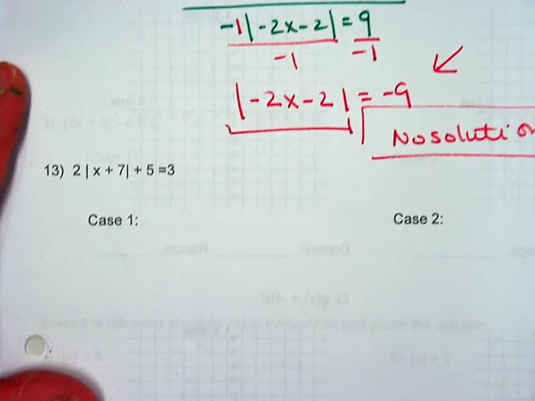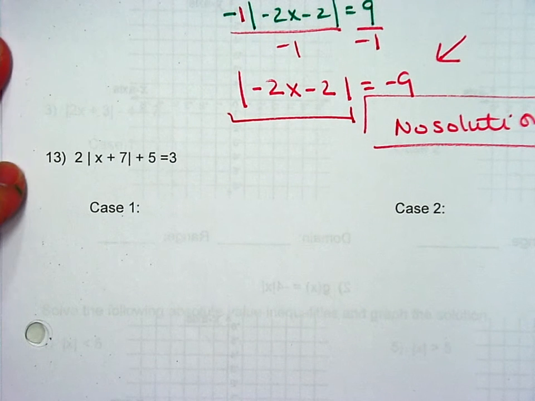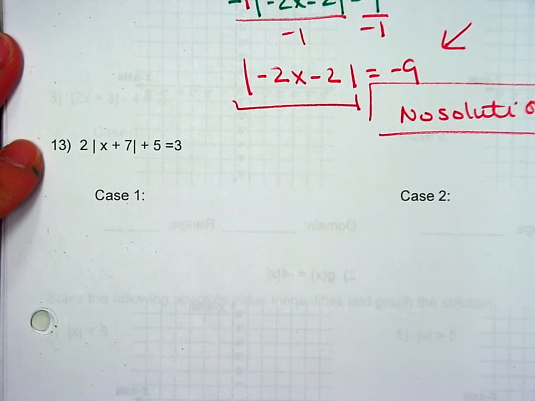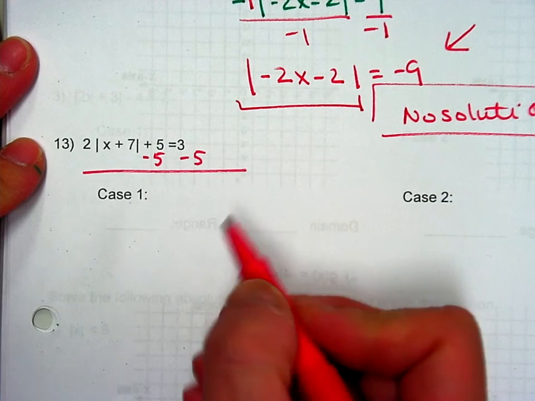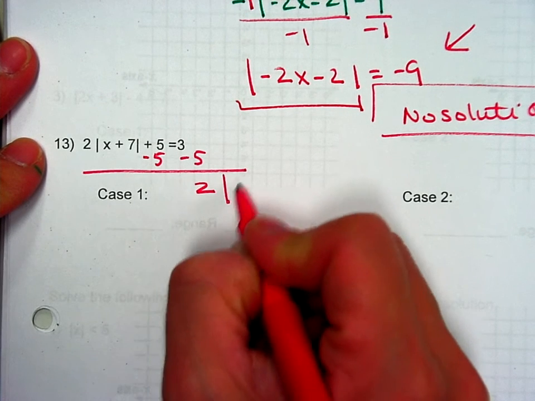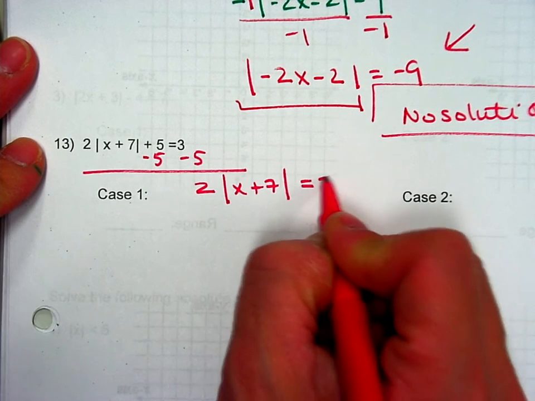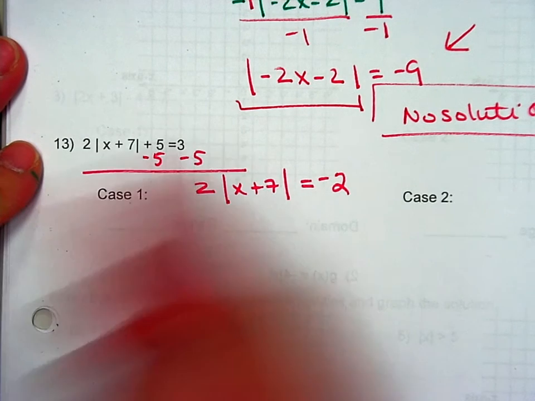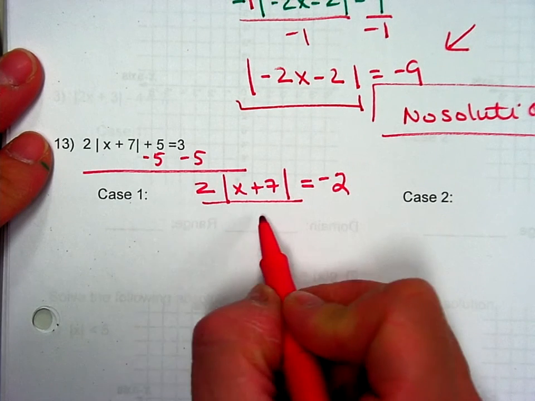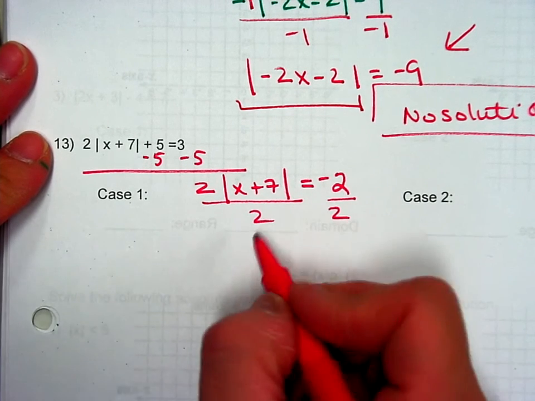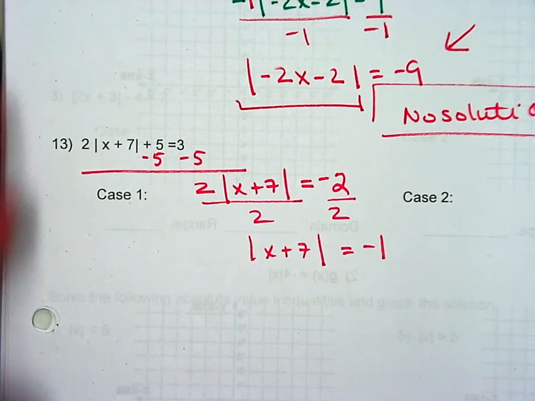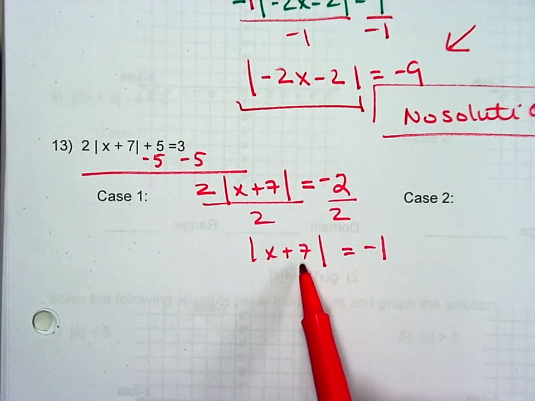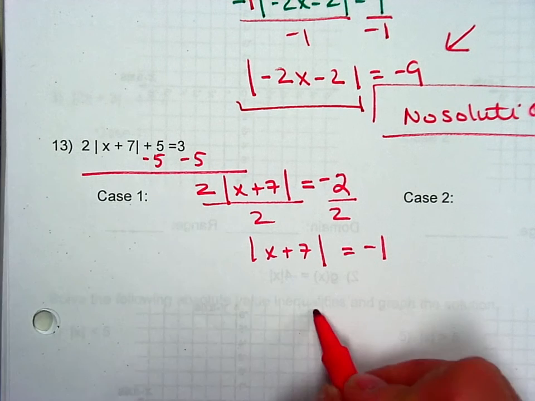The last one, okay, I see other stuff outside the absolute value, so let's get the absolute value by itself. We always add and subtract stuff over first, so I'm going to subtract the 5. So I have 2 times the absolute value of x plus 7 equals negative 2. I'm going to divide by 2, because there's no operation, which means it's being multiplied. Again, same thing happens. I have the absolute value by itself. It's equal to a negative number, so this is also a no solution.